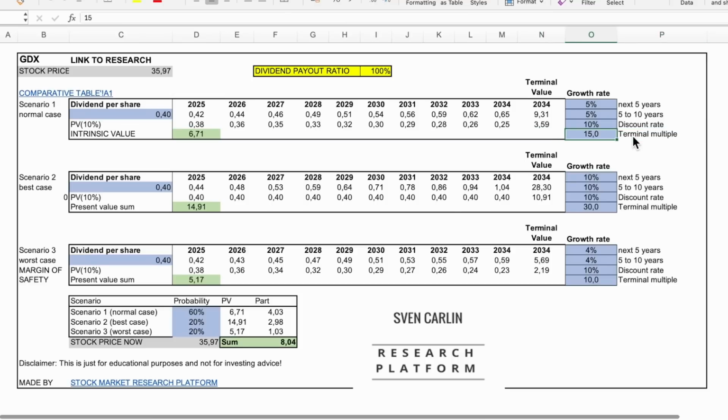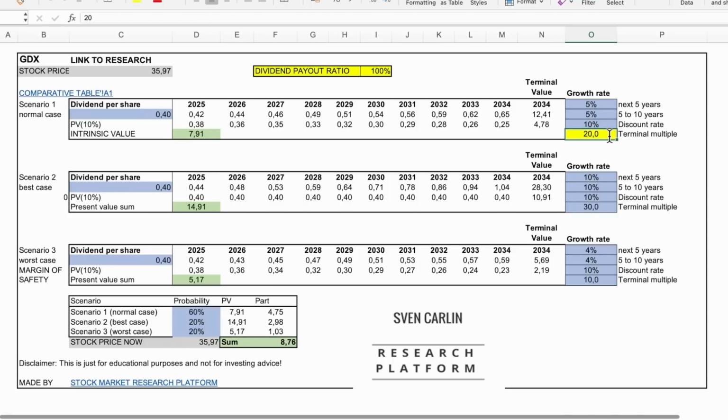So dividend payment, if I want 2%, 100 divided by 2, then the terminal multiple must be 50. If I want a 4% dividend, then the terminal multiple is 25. If I want a 5%, then there is 20.